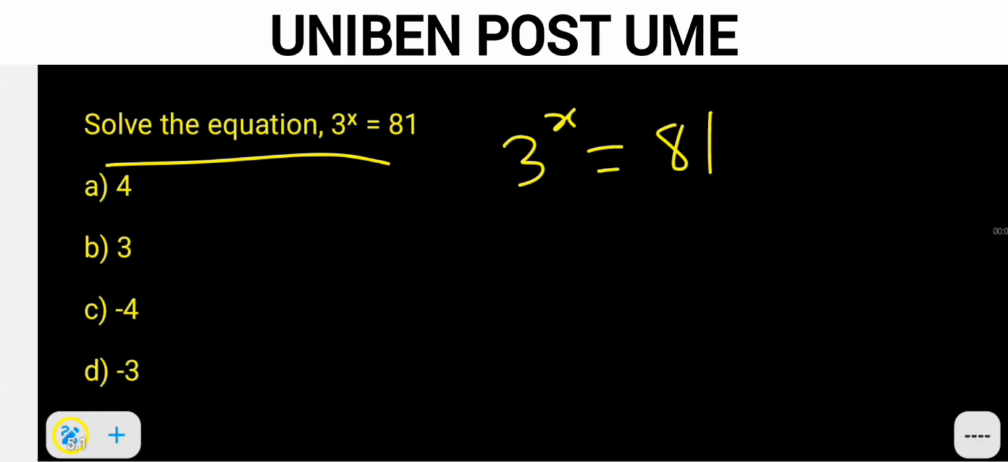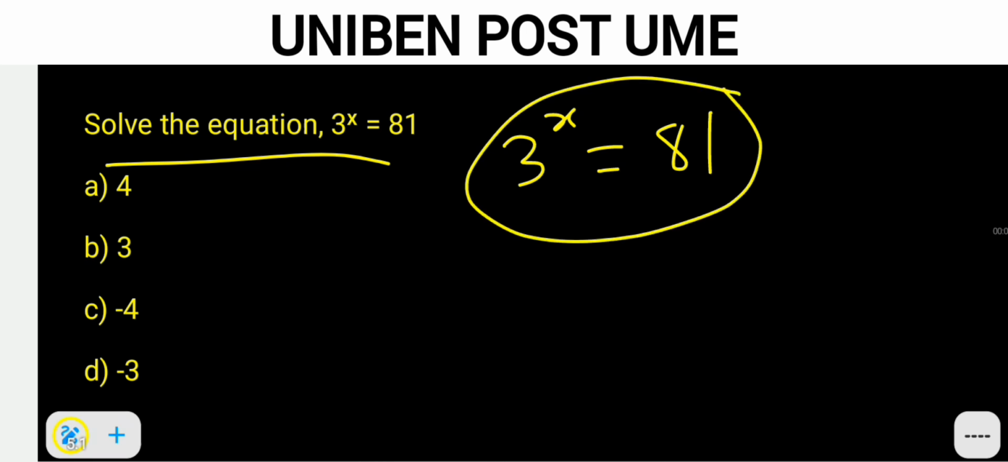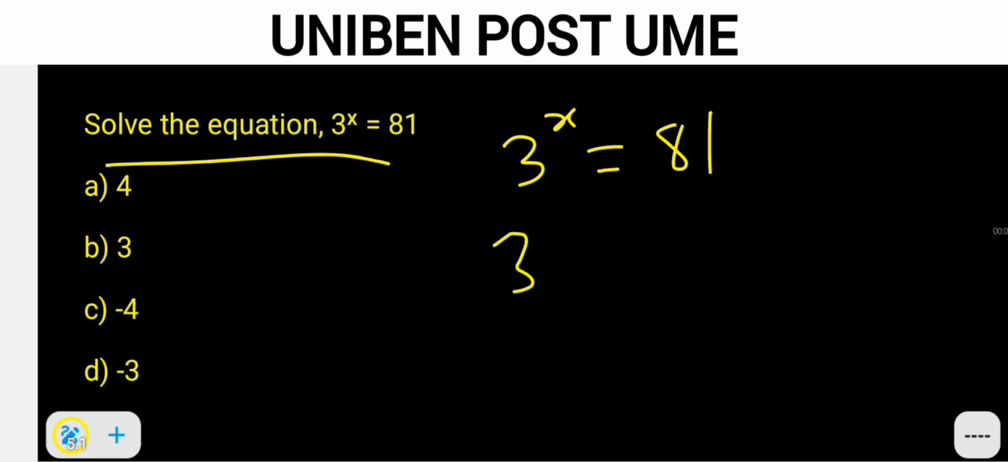3 raised to the power x is equals to 81. So the first thing to do, we have written the question here for you guys to make it easy. Then the next step is to break this down. So you need to express 81 as a power of 3. So you're going to write 3 raised to the power x is equals to 81, which is 9 times 9. Okay, 9 times 9 will give you 81.